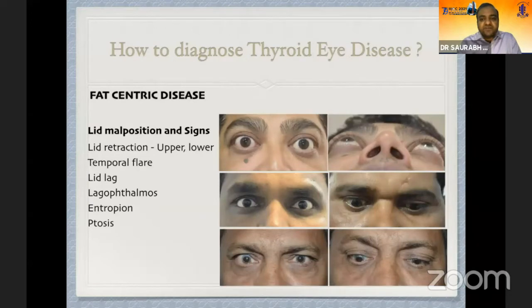So patients of thyroid eye disease typically have fat-centric disease. This is one phenotypic manifestation, which basically has lid malpositions and signs. Out of them, the most common is upper eyelid and lower eyelid retraction. These are seen in 90 to 98% of the patients. They have temporal flare and lid lag, which is the upper lid lagging in down gaze, especially seen in asymmetric disease, and also lagophthalmos, entropion, and ptosis.